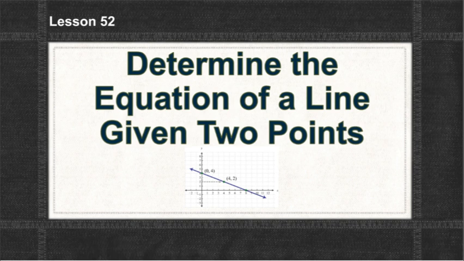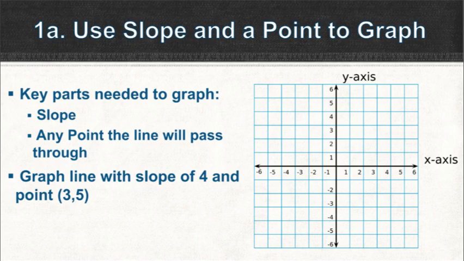Lesson 52, determine the equation of a line given 2 points. We've already gone through graphing points on a coordinate plane. Here we want to use a slope and a point to graph a line. So there are some key parts that you need to know before you can graph. You need to know what the slope is, and you need to know any point on the line that it will pass through. So you need points in order to plot on a coordinate plane to draw your line.